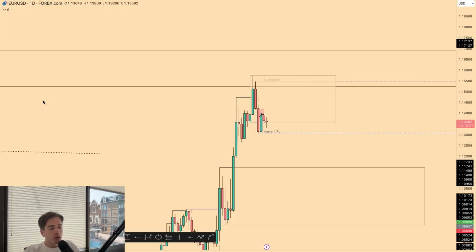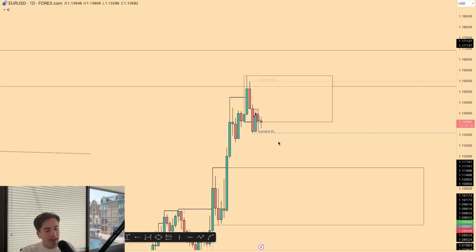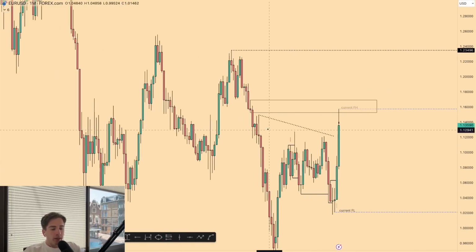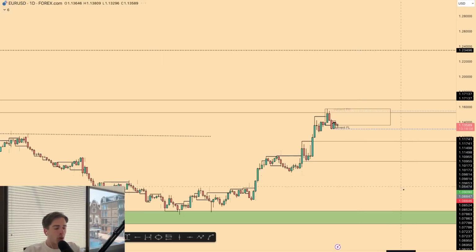So we're going to dive into EURUSD and see where it is most likely going to be heading next, because on the monthly time frame, again, we have rejected this overall level of 115 and this monthly imbalance candle, which has been pushing the market down lower overall.